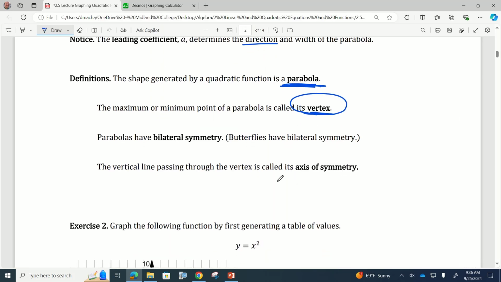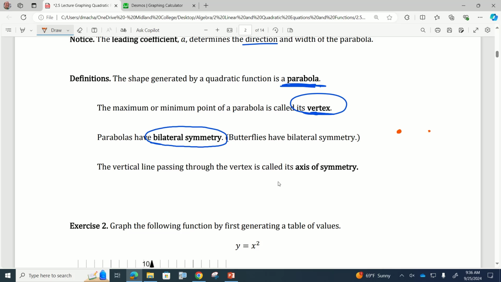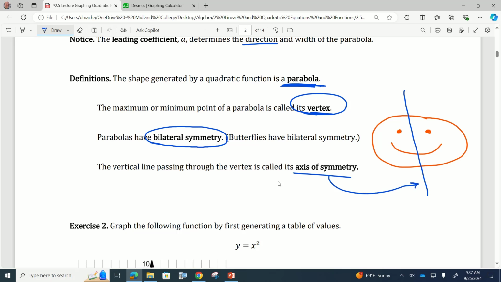Parabolas have bilateral symmetry. Bilateral symmetry means there is just a line of symmetry. A lot of things have bilateral symmetry, like a butterfly has bilateral symmetry. A smiley face has bilateral symmetry. It just means you can draw a line through it and it looks like a mirror image of itself. When we draw this vertical line, we call that line the axis of symmetry. So you'll see that word later.